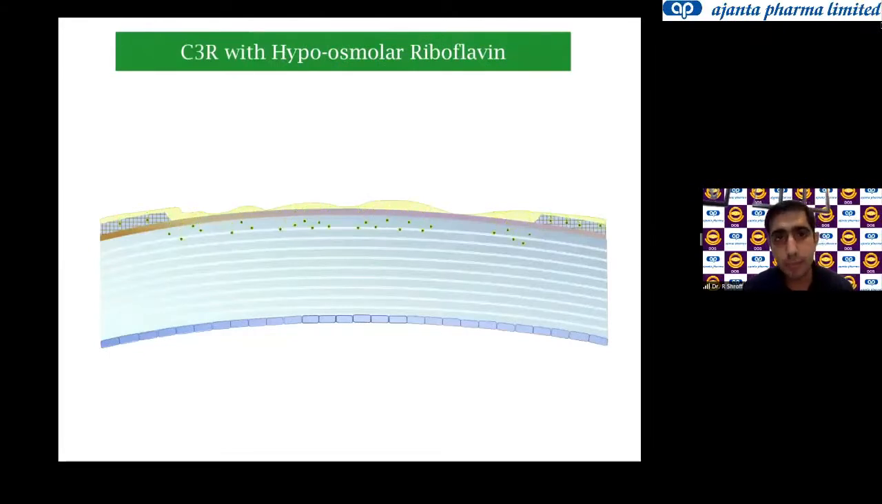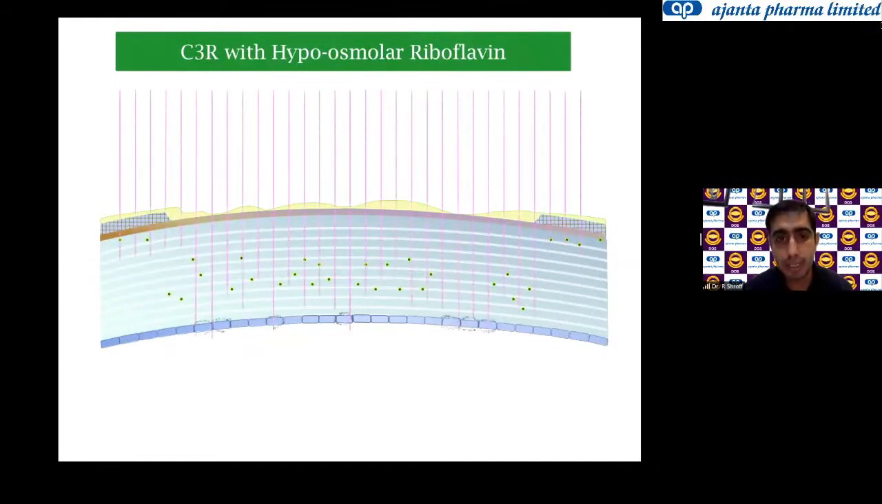What are the drawbacks with the hypoosmolar riboflavin technique? One, the surface time of this particular riboflavin is much less, so it stays on the surface for a shorter amount of time, leading to thinning of that barrier of riboflavin.